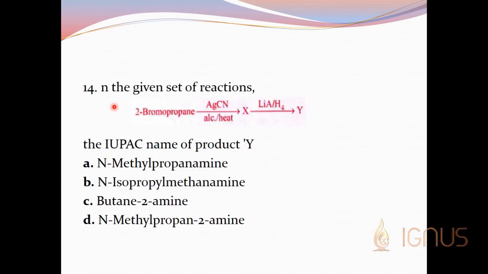Question number 14. In the given set of reactions, the IUPAC name of the product Y. Option A, N-methylpropanamine. Option B, N-isopropyl-methanamine. Option C, butane-2-amine. Option D, N-methylpropane-2-amine.